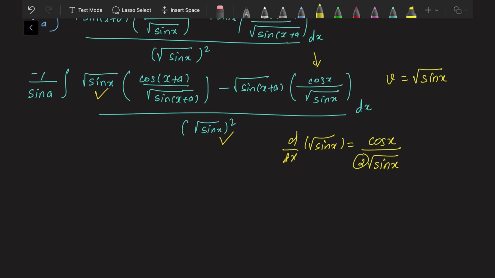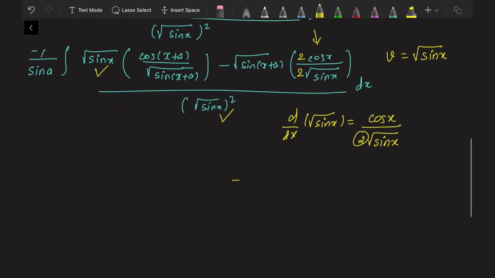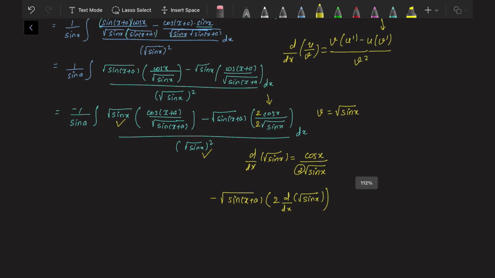Yes, it is almost the same pattern. All we need to adjust is 2. So if I just give the 2 in the denominator and just remove the 2 by multiplying, what I can just write over there is this negative root sine x plus a as it is, and this thing multiplied by the 2 adjusted as it is, and the other thing can take the place of d by dx of root sine x. Nice, this pattern is satisfied.